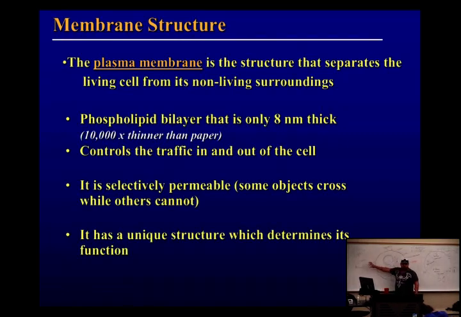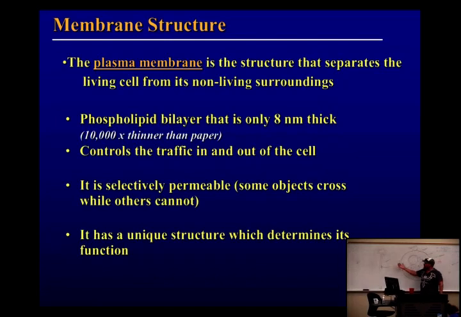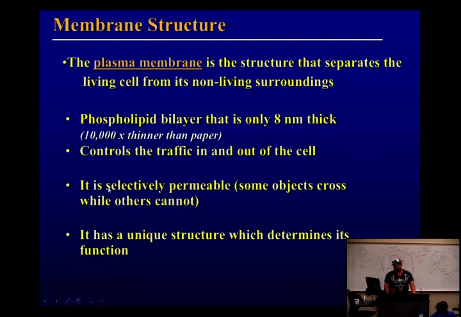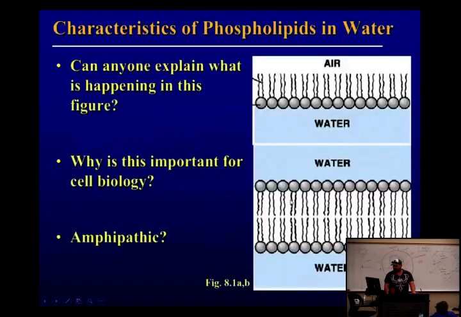The cell can decide what it wants to bring in and what it doesn't. And it's based on the channels that it creates. So we call that selectively permeable. Some objects can cross, others can't. And the cell decides what can and what can't and when. Just like glucose. So it's selectively permeable. It's right here on the slide.